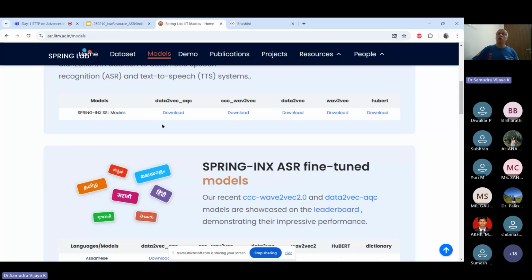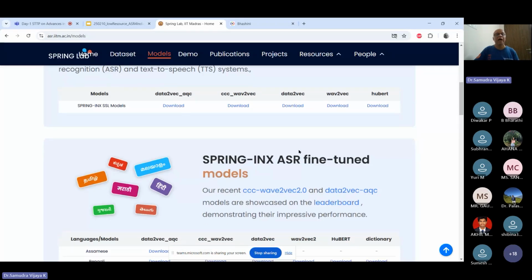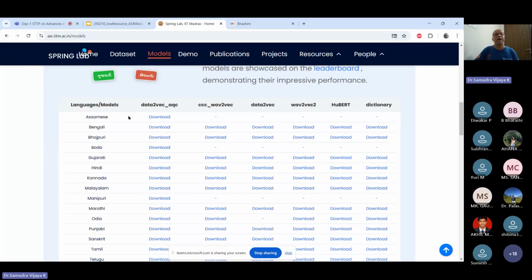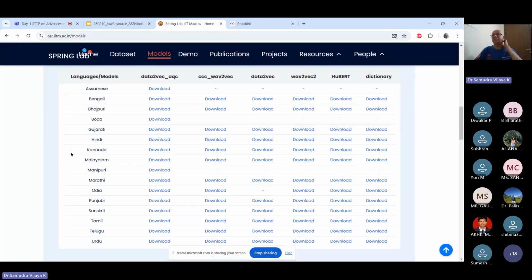On the other hand, if your goal is to build an application, you download the data from this site, you have to register and download it. And these models are available for various languages that you see here. Lots of various types of models. Some models may work for some languages better than other models. You can figure out which model works best for your language and build an application.